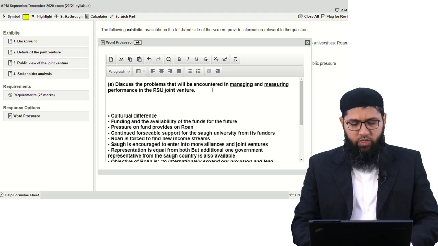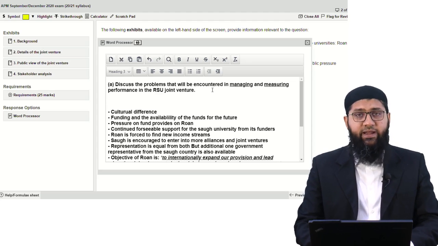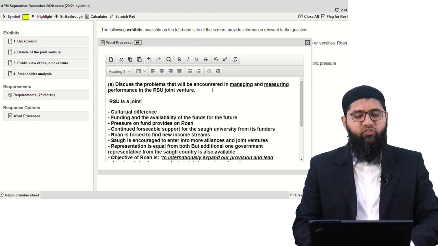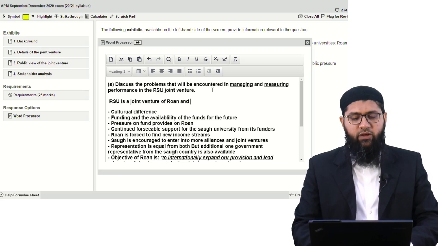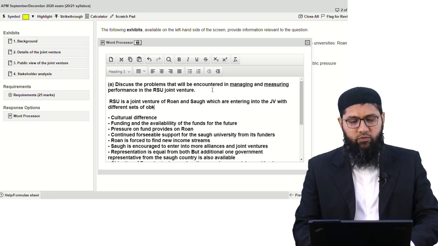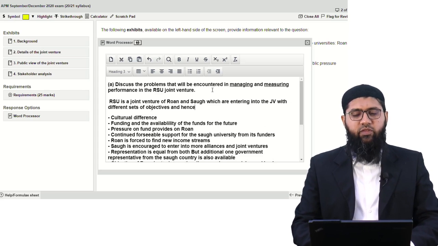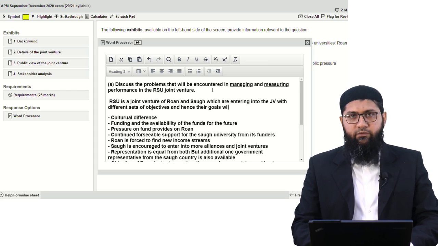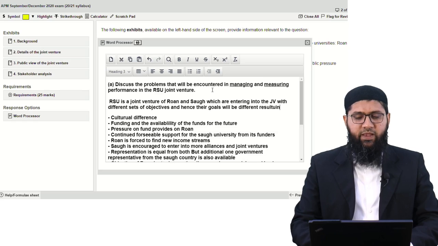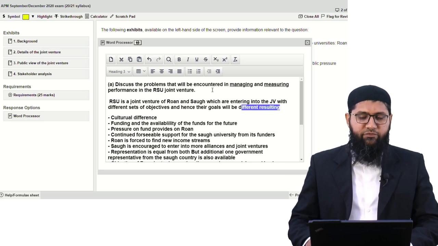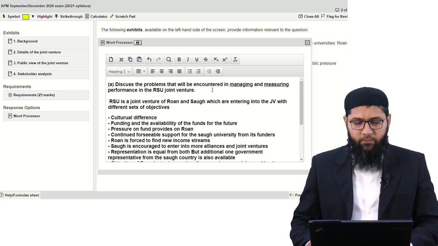So when we talk about it, you could say that RSU, I'm just writing down the pointer, RSU is a joint venture of Roan and SAW, which are entering into the joint venture with different sets of objectives. And hence, their goals will be different. Resultingly, or I could just say with the different sets of objectives, and then I could talk about that.